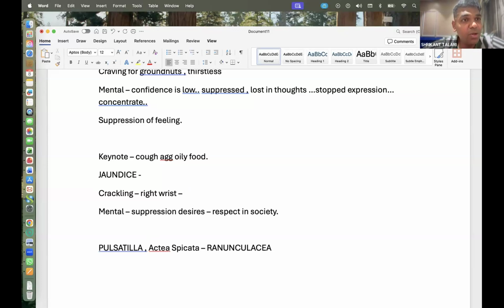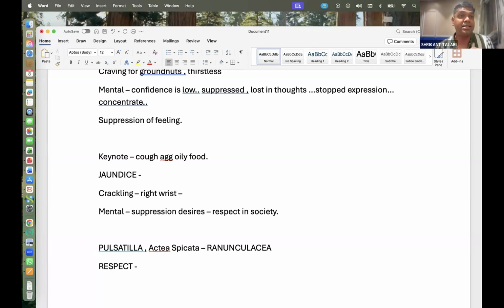And in the Ranunculaceae family, the main thing is respect. In the Ranunculaceae family, we have Staphysagria. Staphysagria has to do with respect, insult, honor. I want to maintain my honor or my family's honor in society. And to maintain that honor, I will suppress my desires. And that suppression is causing all these complaints. So that is what you see in his behavior.